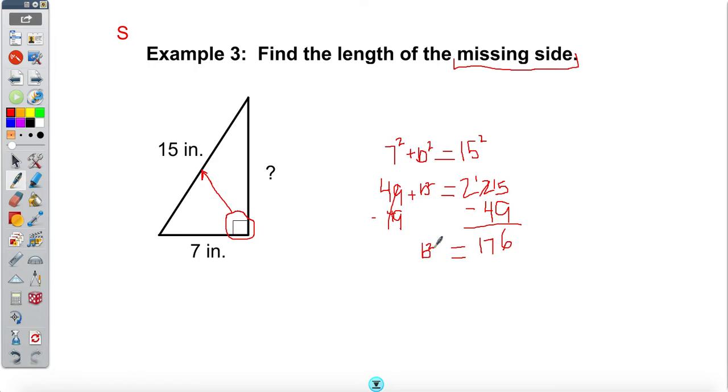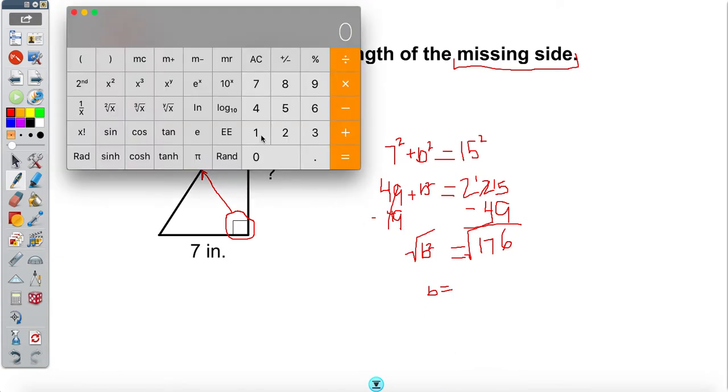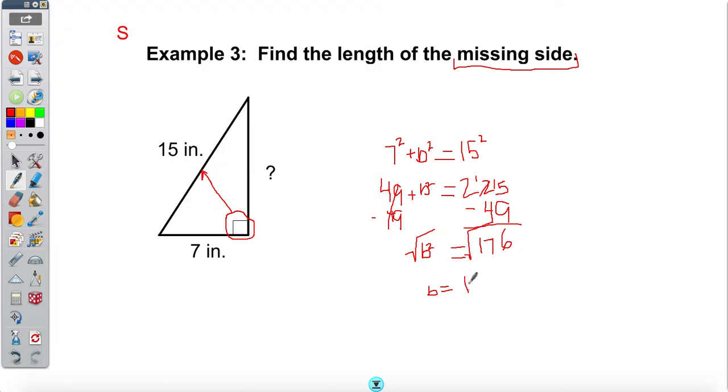And now our last step is going to be the same. We have to get b by itself, so we have to take the square root on both sides, and that gives us an answer of b is equal to the square root of 176, which again is a long decimal. I'm actually going to round it up to 13 3/10 inches.